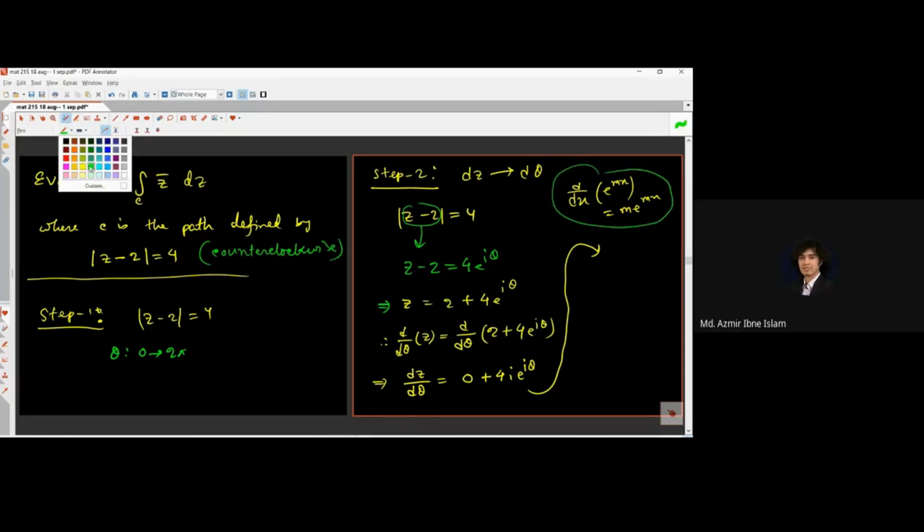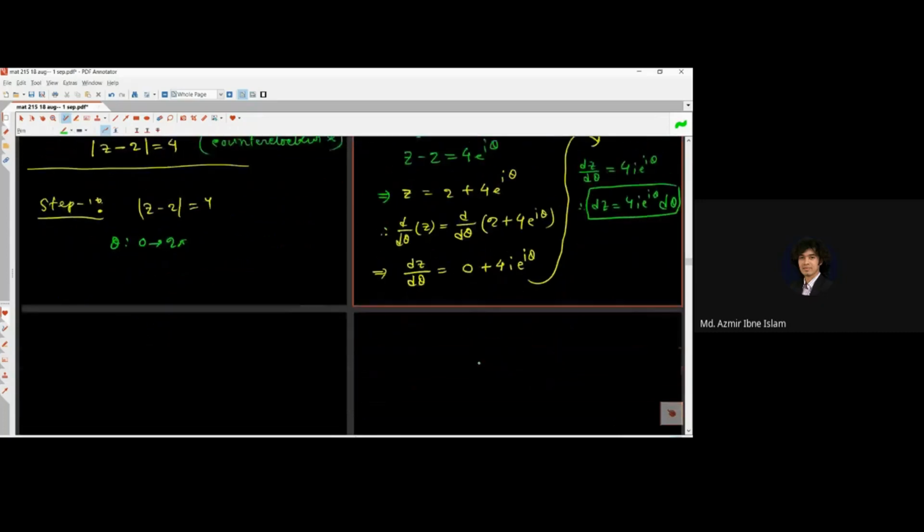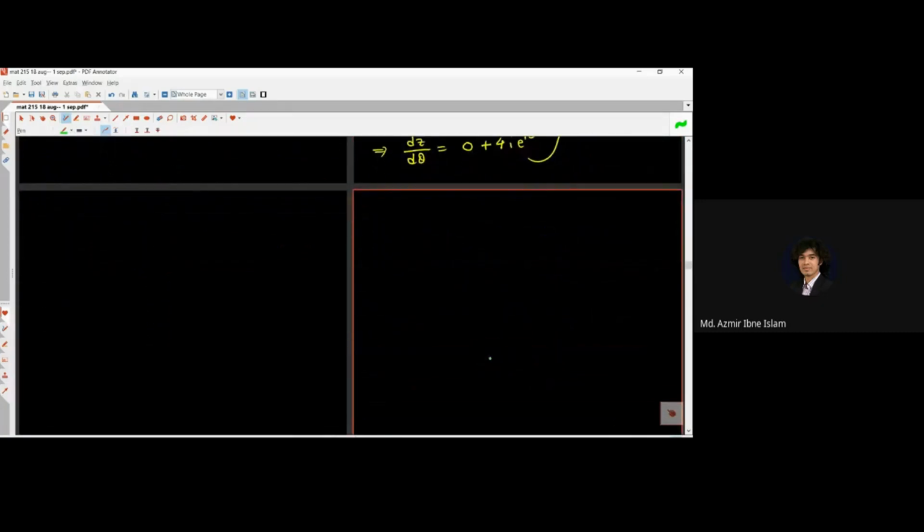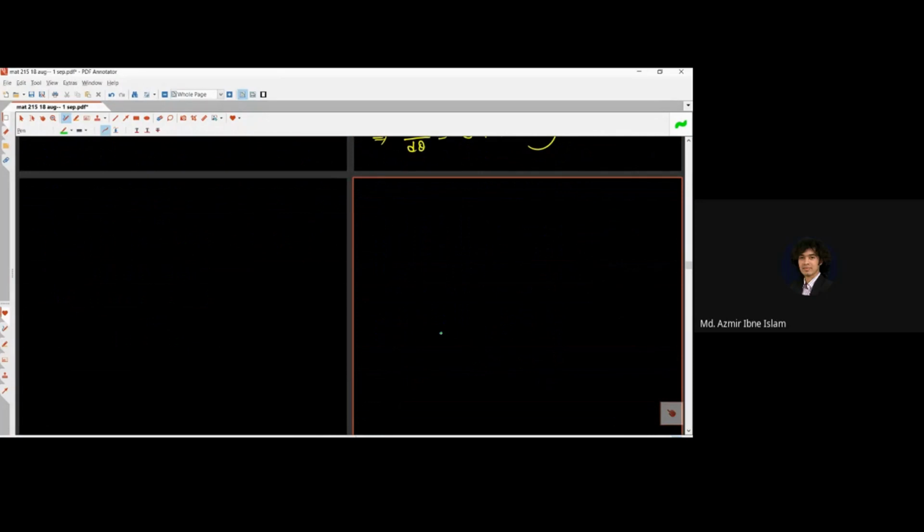So finally, we can write dz d theta equal to 4i e to the power i theta. So that is dz equal to 4i e to the power i theta d theta. This is our conversion from dz to d theta. Is that okay? So we have converted dz to d theta. Now let's move to step 3. Step 3 is to use our basic integral skill to evaluate the integral.